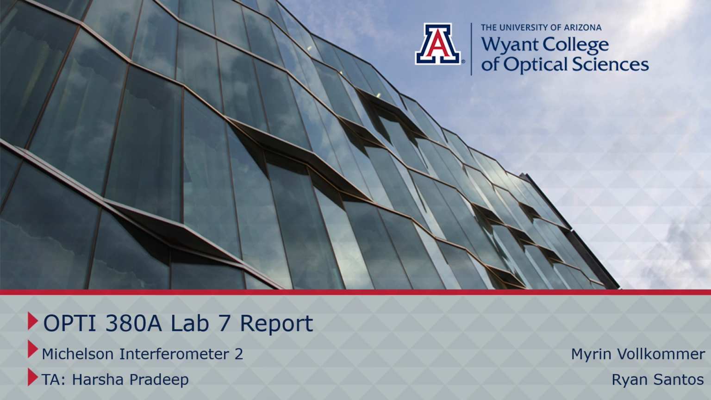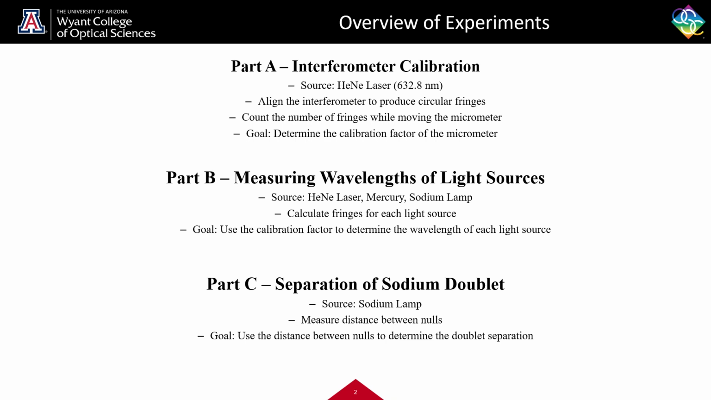So today we're going over Opti 380 Lab 7 report, which was Michelson Interferometry Part 2, our TA being Harsha Pradeep, and we are lab section Tuesday 2 to 5. So to begin with, here's a little overview of what we did. Part A was calibration of our interferometer, using the laser to align the two images from the mirrors and then find a calibration factor. Part B was using that calibration factor to find the wavelengths of different sources, and Part C was finding the separation of a sodium doublet, which was measuring distance between nulls.